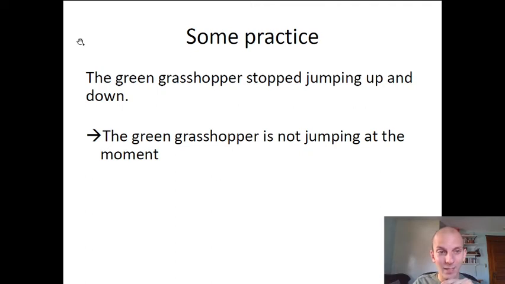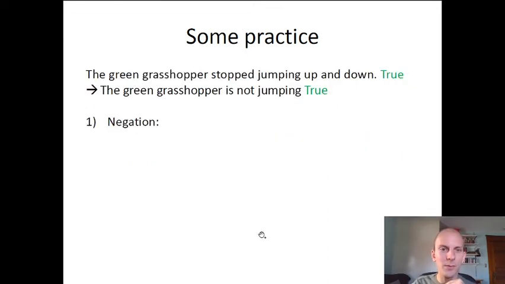Note that if we posit that this A sentence is true, the green grasshopper stopped jumping up and down, well then, if that's true, then we know that the green grasshopper is not jumping at the moment, this B sentence, we know that's also true. It has this true-true relationship. But both entailment and presupposition have that true-true relationship. So we can't go from there. We need to run the tests. So we're going to run some tests. First, we're going to run, I forget which one I have up first.